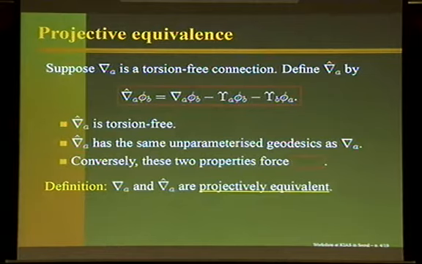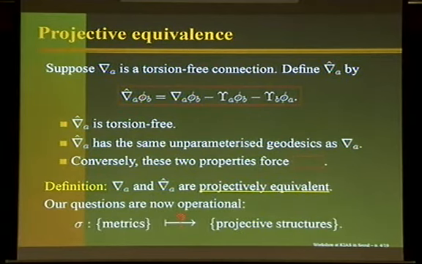So now we've got either a geometric or an operational way of defining what it means for two connections to be projectively equivalent. It either means that they have the same geodesics as unparameterized curves, or it means they're related by this formula in the red box. Now the question is, if you start with a metric, you get a projective equivalence class of connections, or what's called a projective structure. You start with the set of metrics, you end up with the set of projective structures. What property does this map sigma, which takes you from one to the other, have?